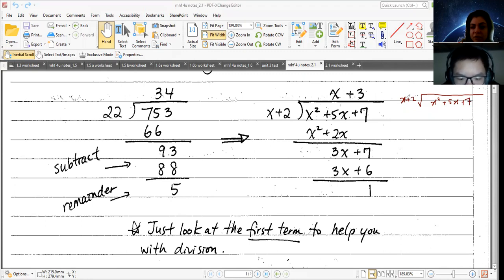First, I need to look at the first one. What should I multiply by x to become x power 2? Of course, x. X multiplied by x is x power 2, right? I have to multiply x by 2 as well. X multiplied by 2 is 2x. Then you need to minus. X power 2 minus x power 2 is 0. 5x minus 2x is 3x. Then you have to bring the next one down.